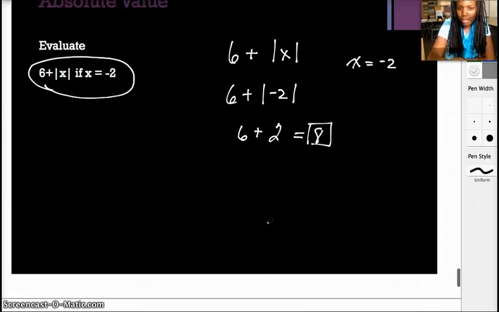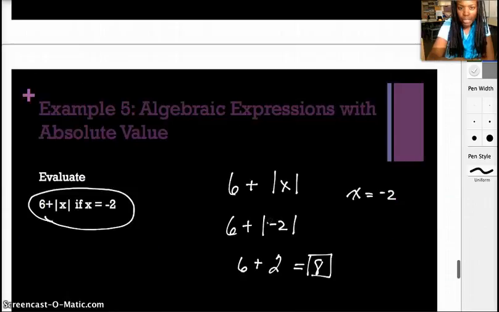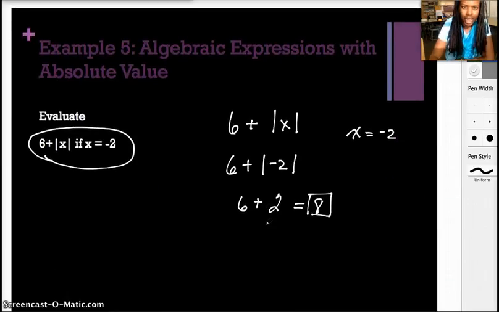Not too bad, right? Make sure, I'm going to leave the assignment, make sure you take a look at the assignment in your packet. Make sure you feel comfortable with this. Ask me any questions that you have.